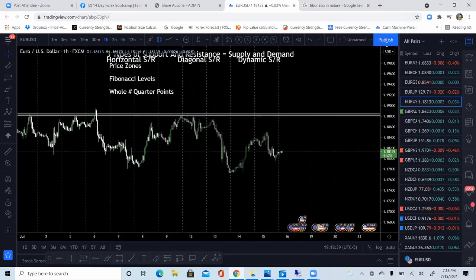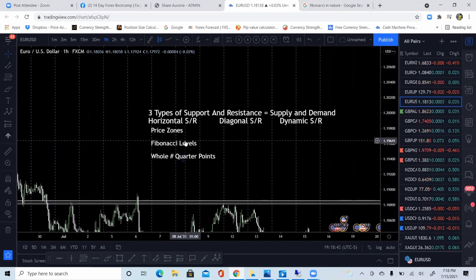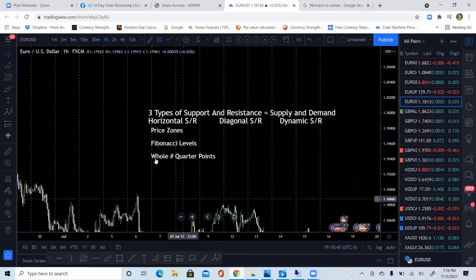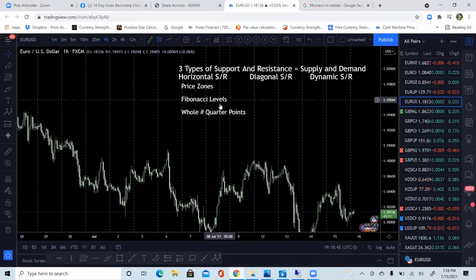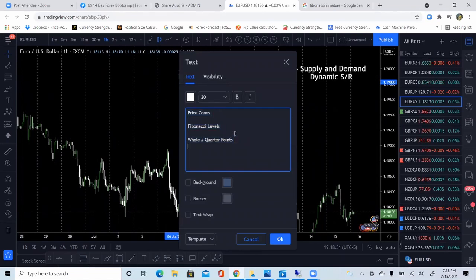So that is your Fibonacci. Then you have what's called whole quarter points. So a whole quarter point, we go here, are just whole numbers. So like if you see a price of 1.1000, and then you see a price of 1.2000 or 2,000, those points in the market where they're easy whole numbers. That would be a whole point, right?